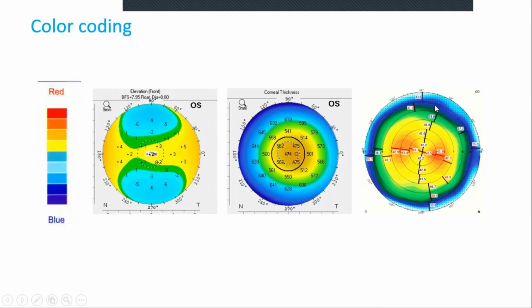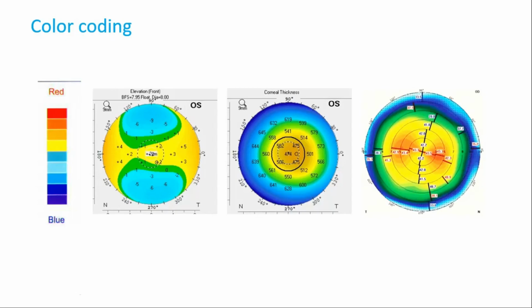And warm colors like orange and red, in the elevation map, indicate anterior to the reference surface. In the thickness map, thinner surfaces are represented by warm colors, and in the axial map, steeper surfaces are represented by warmer colors.